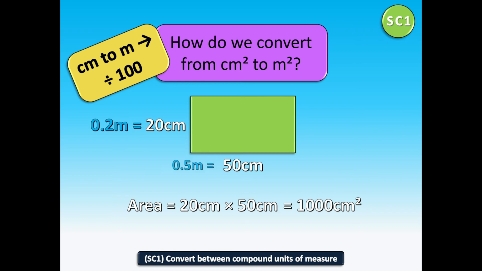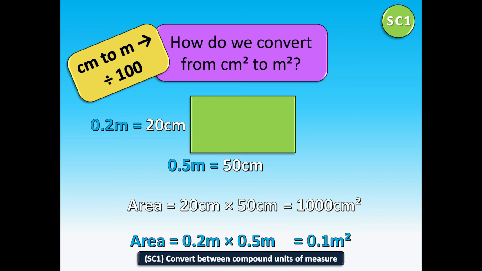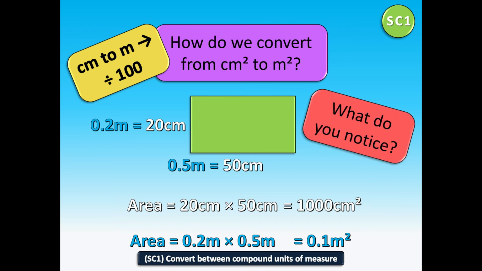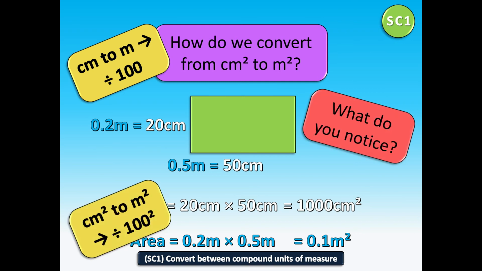A lot of people make the mistake of simply dividing the area by 100 to convert it into metres squared. But we can't do that. We need to divide each of the lengths by 100 to convert each length into metres. Then if we multiply those together to get the area in metres squared, you can see the area is 0.1 metres squared. So to go from centimetres squared to metres squared, we need to divide by 100 squared.